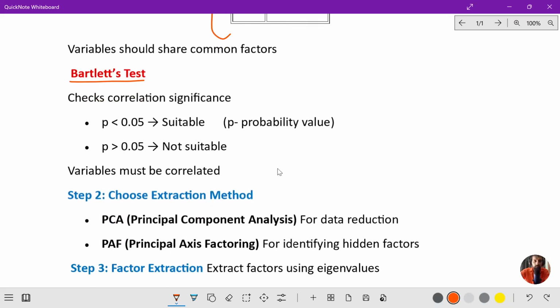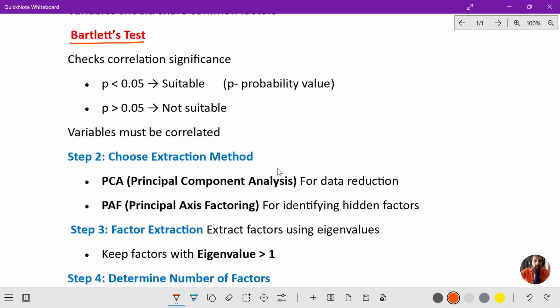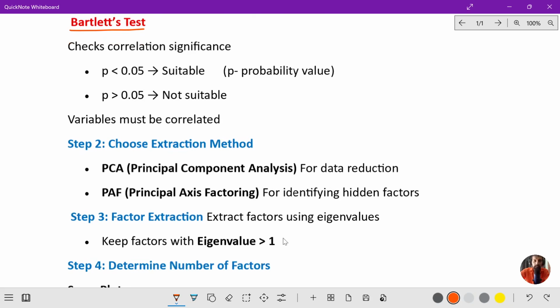The second one is the Bartlett test. What is this Bartlett test? It is going to check the significance of the correlation. If we find the probability value and we get less than 0.05, this is called suitable. If it is greater than 0.05, this is not suitable. Variables must be correlated, meaning one variable must be related to the other variable.